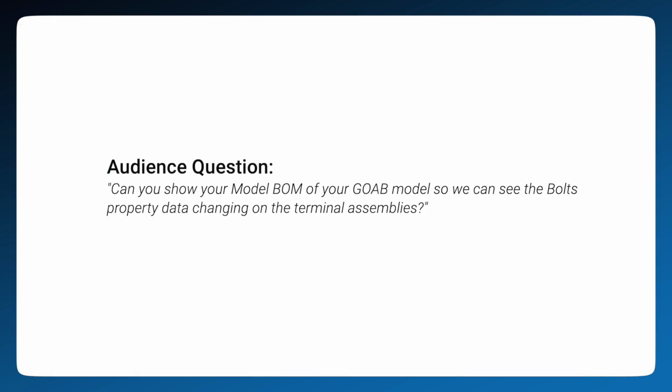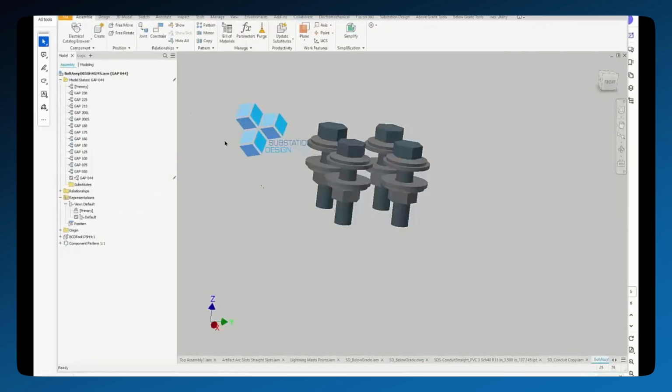Can you show your model BOM of your GOAB model so we can see the bolts? Property data change in the terminal assemblies. Well, I had the bolt open. You're asking about this, it sounds like. If I come up into my model states, look at the spreadsheet.